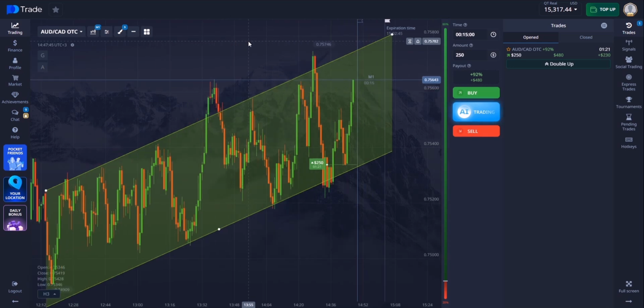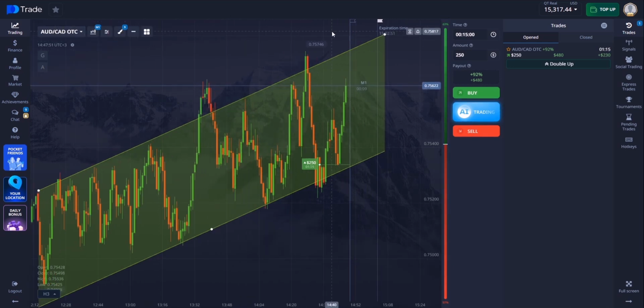I am going to show you a few of my trades that my team and I open on our Telegram channel, and this is just a small part of what you see. My team and I make more than 20 trades per day.